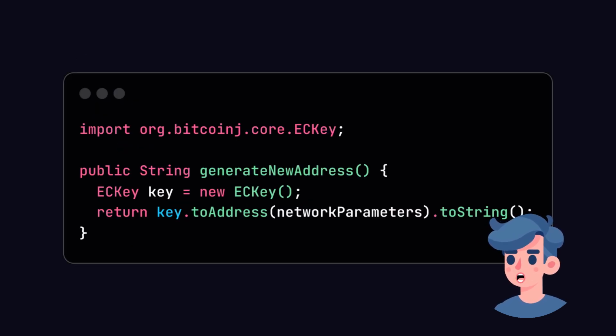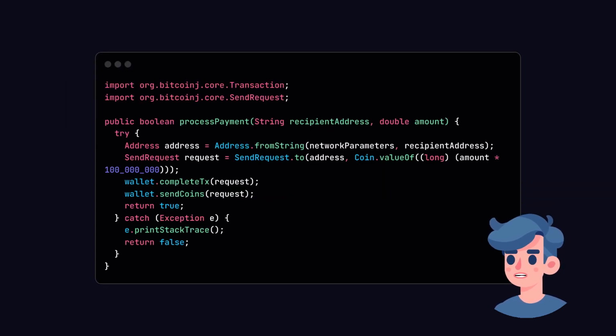Now, let's move on to creating a method that can generate a new Bitcoin address for receiving payments. This will be important for our payment processing functionality. With our wallet handling capabilities set up, it's time to implement the payment processing logic. We'll create a method that accepts the amount to send, the recipient address, and validates the transaction before executing it.